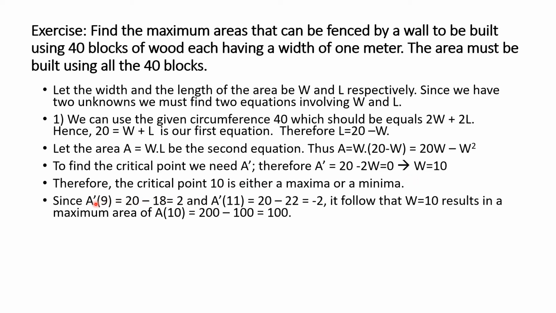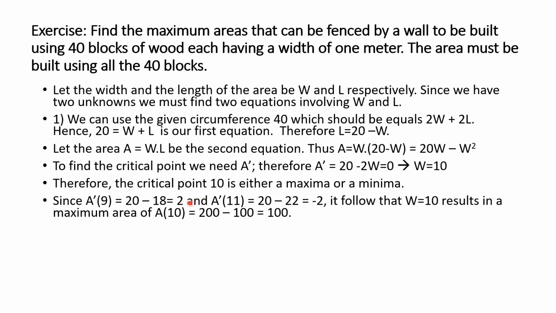So we have to plug in for A of W. A is a function of W. We plug W equal to 10 in 20 minus 2W. If we do so, it's going to give us A prime equal to 0, which is what we want. But we also want A prime of 9. A prime of 9 is equal to 20 minus 18, which is equal to 2. And A prime of 11 equal to 20 minus 22, which is equal to minus 2.